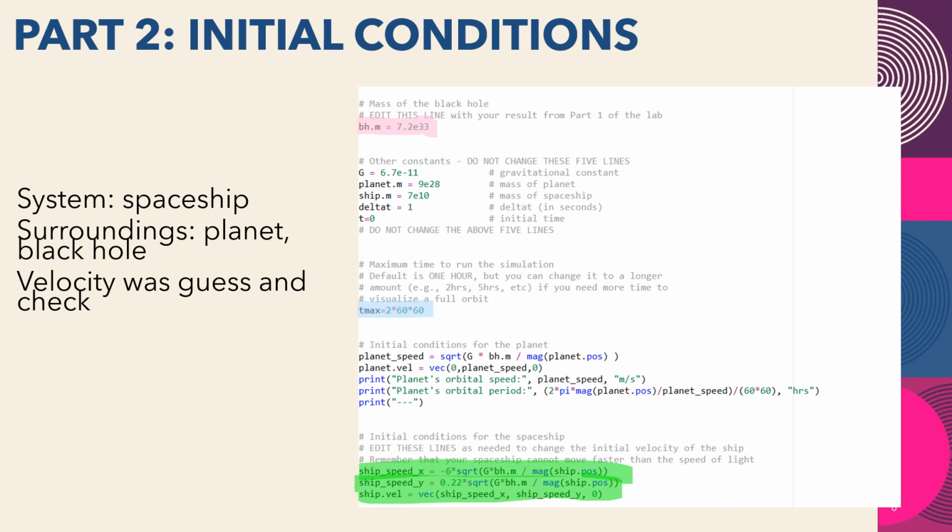So now we're in part 2. We have different systems and surroundings. The system is going to be the spaceship. The surroundings would be the planet and the black hole. By the way, in this part, the velocity was guess and check.